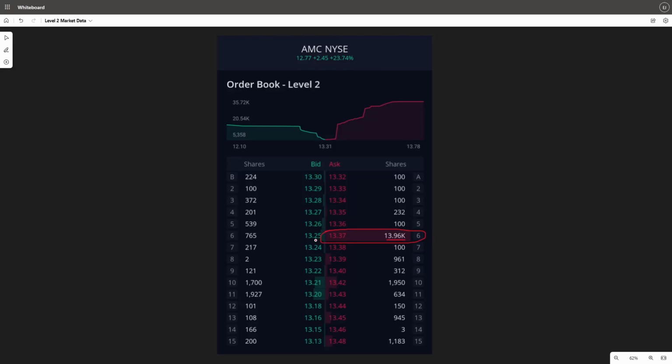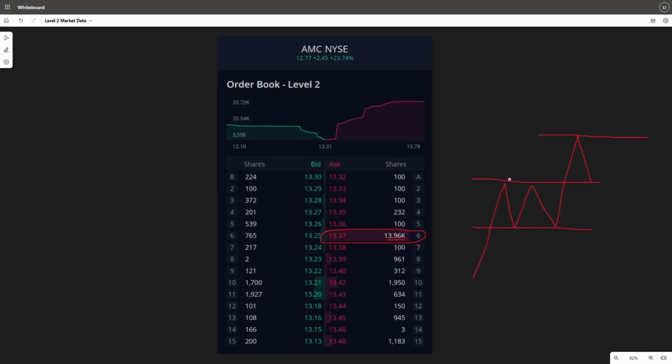You can think there's going to be a lot more selling pressure in this stock since more of those shares are on the ask side. These are the people that want to get out of the stock. That means there's more of a bearish sentiment and the price is likely to come down later on because more people want to get out at this price range.